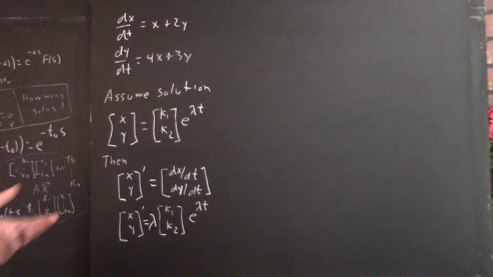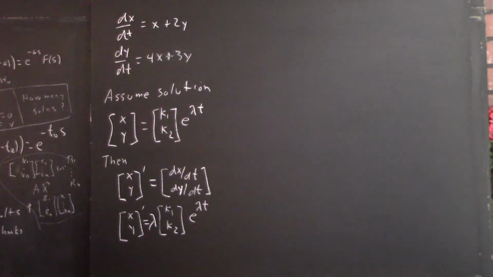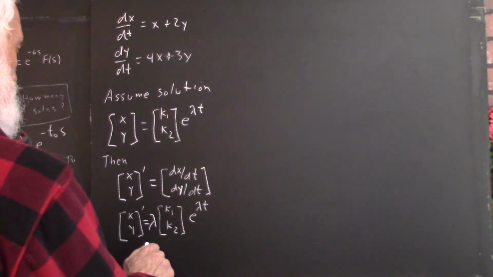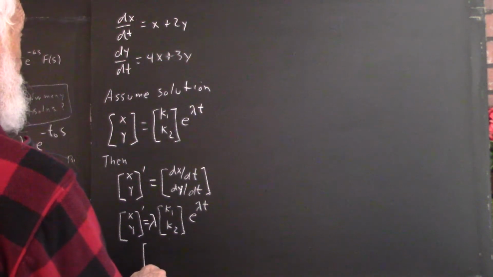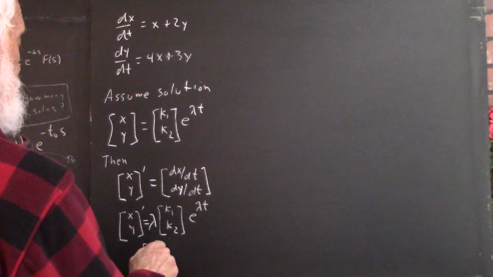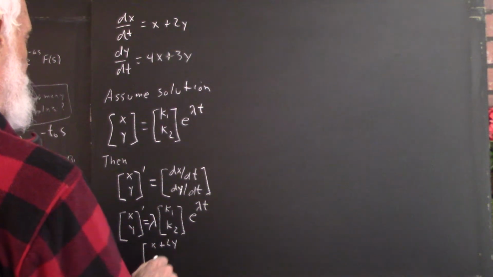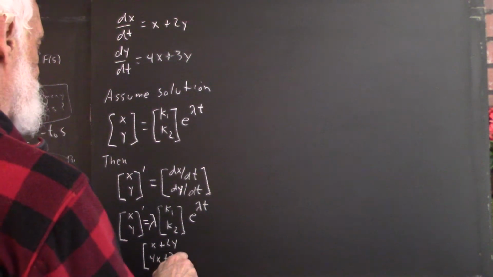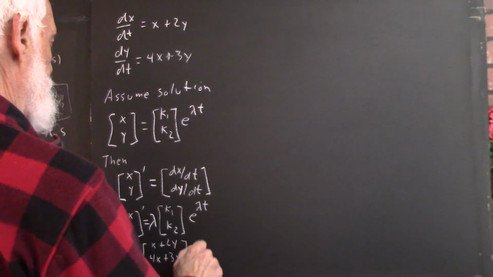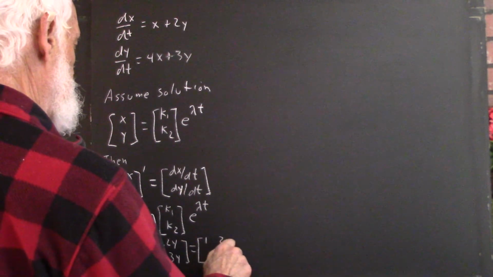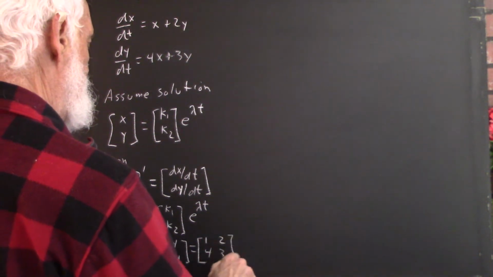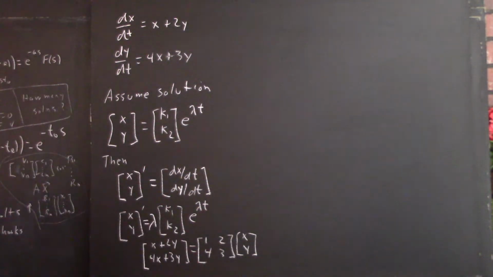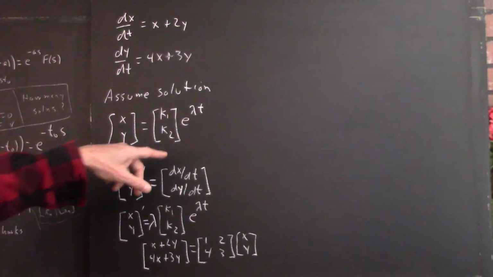Okay, well, the right-hand side, and I think I can write this, I think I've got room: x plus 2y, 4x plus 3y equals the matrix 1, 2, 4, 3 multiplied by our friendly column vector xy.